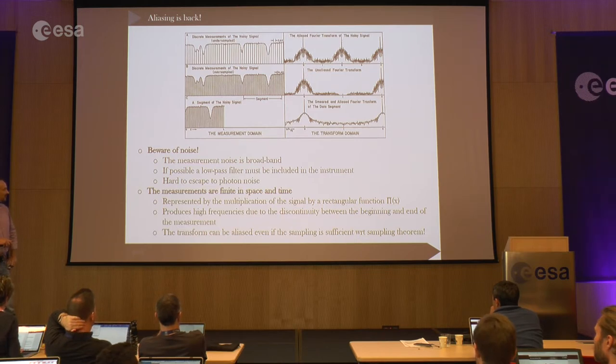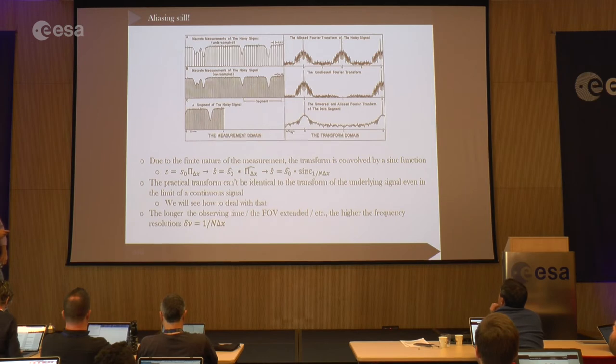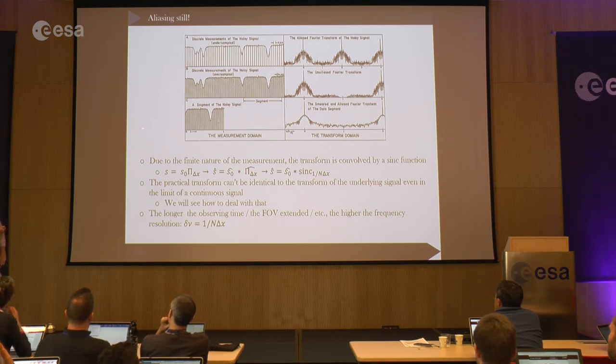And that produces high frequencies due to the discontinuity between the beginning and the end of the measurement, which means that the transform can be aliased even if you sample your signal correctly. So because the measurement is finite, the transform is convolved by a sync function. So again, the convolution theorem: you multiply your signal by a square function, so that's the multiplication in the measurement space. In Fourier, you convolve the Fourier transform of your signal by the Fourier transform of the square function.